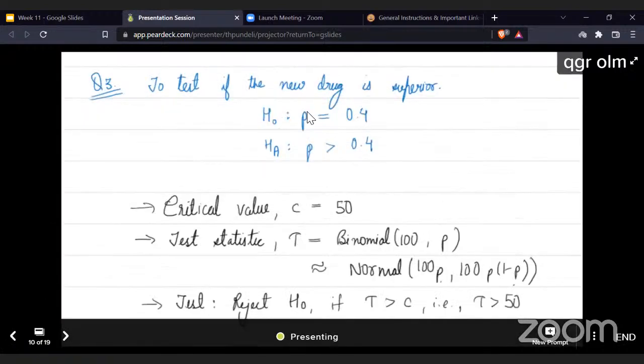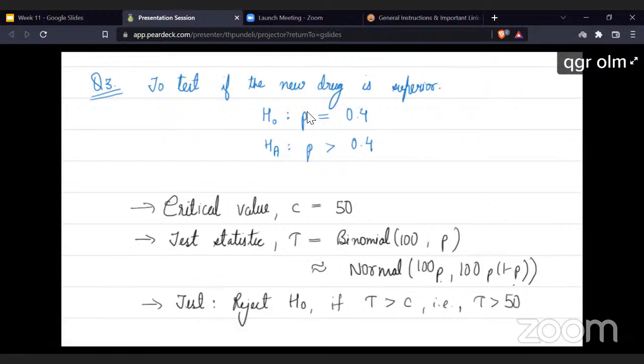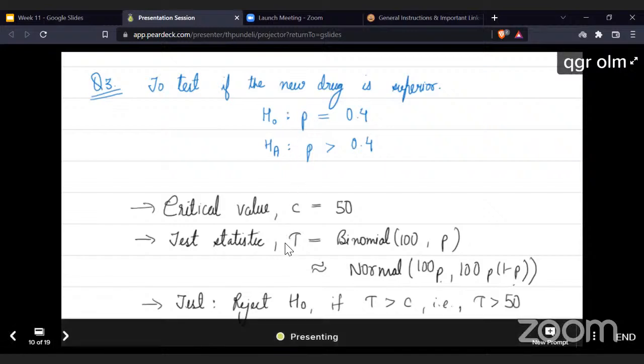So the null was given to be 0.4, and the alternative was given to be greater than 0.4. So the alternative becomes p greater than 0.4. The critical value is c, if we do not go by the fraction approach. So the critical value is c, and the test statistic T we can take as binomial 100 comma p.